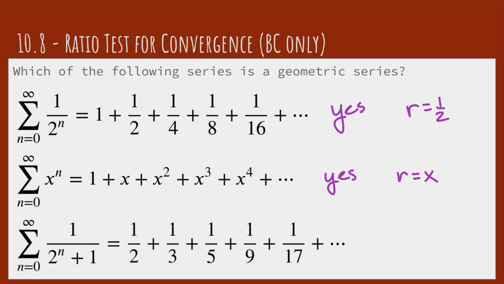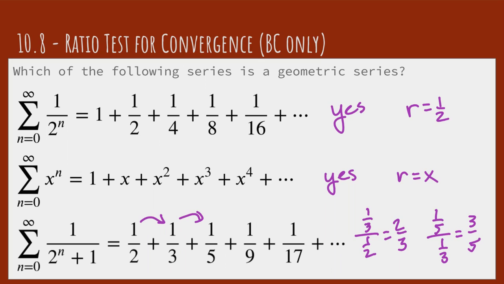The last one, if we look at the ratios here, I'm just going to take two of them to show that it's not a geometric series. If we take the ratio 1/3 divided by 1/2, that's going to be 2/3. And then 1/5 divided by 1/3 is going to be 3/5. Since these two ratios are not the same, it's not a geometric series. It actually turns out that none of these ratios will be the same.